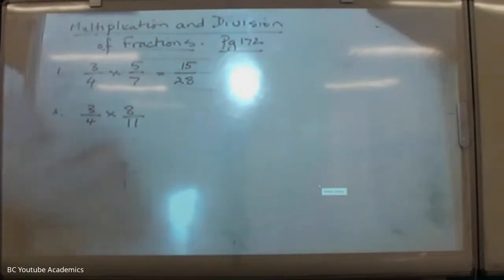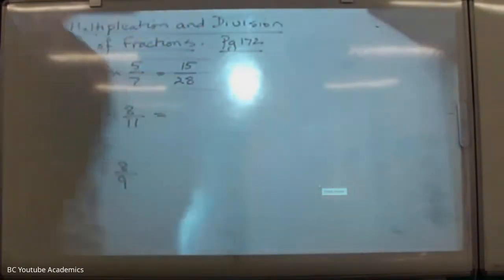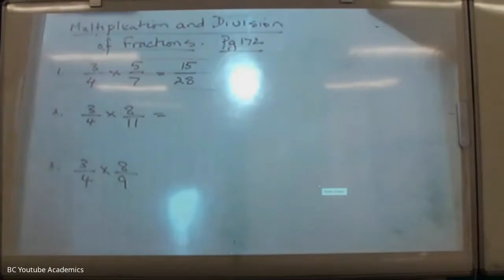Now, in this question, there's something else that happens. Before I multiply these numbers together, I could multiply 3 times 8 is 24, and 4 times 11 is 44, and I would get an answer of 24 over 44, and many of you are already shouting at me, I can hear you. But there's something else we can do before the multiplication, which some teachers call cross-cancelling, other teachers just call it cancelling, and that's what I call it.